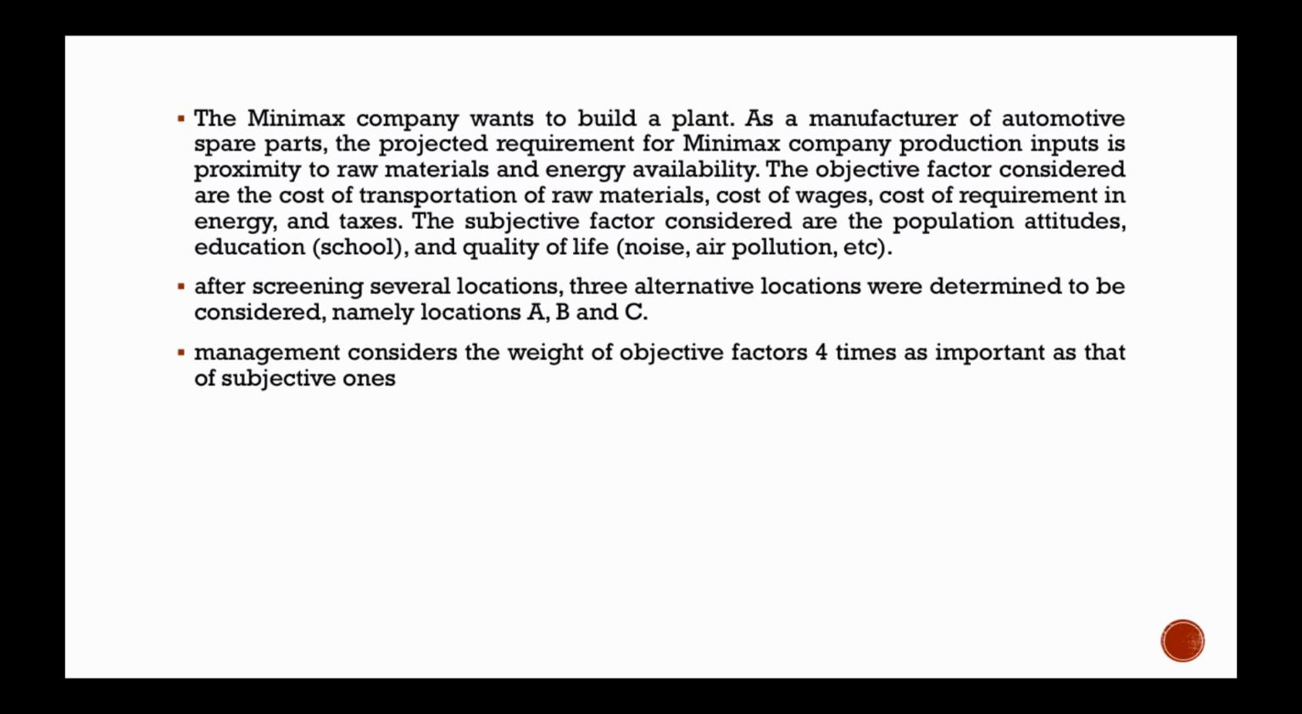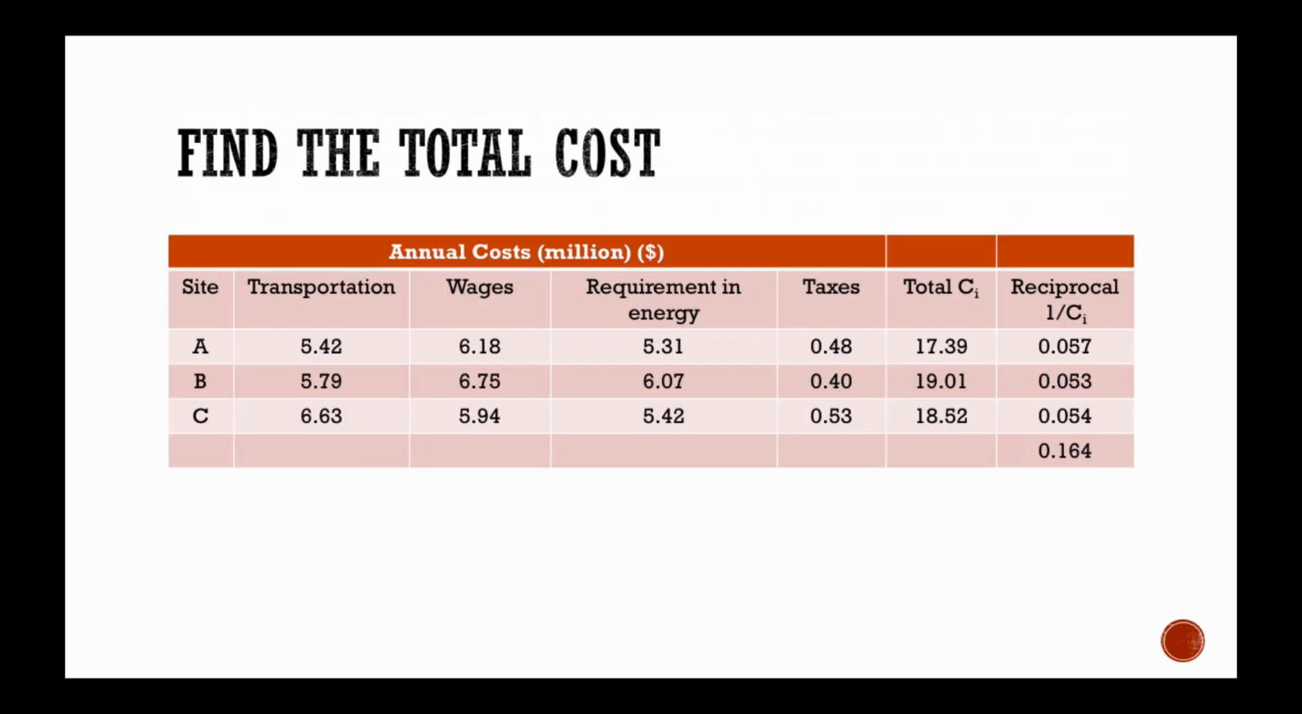It depends on you, but in my case, I say that the objective factor is 4 times more important than the subjective ones. Let me start by finding the total cost. To find the total cost from the transportation, I'm gonna say that the transportation here from site A, where the transportation refers to the transportation of raw material, is $5.42 million for the annual. It is the annual cost.